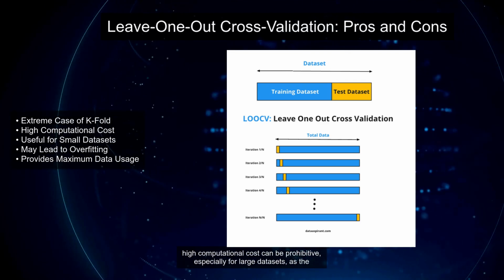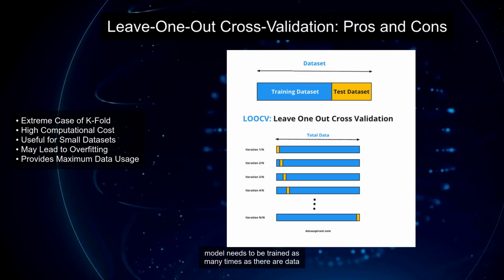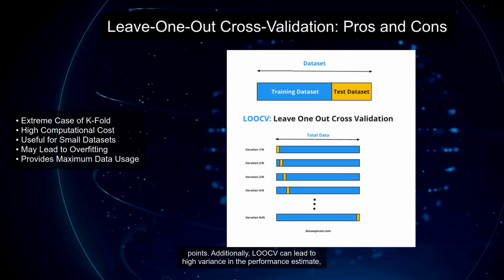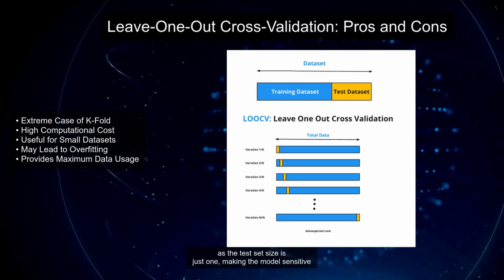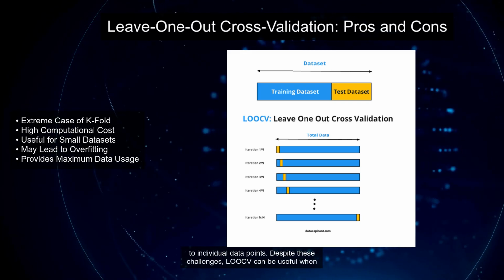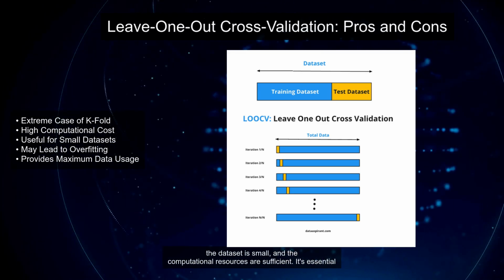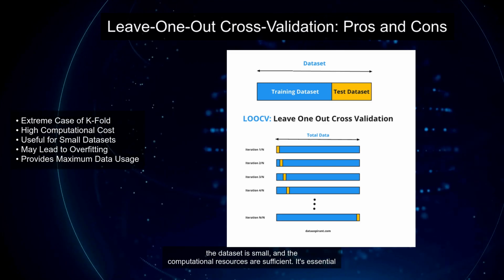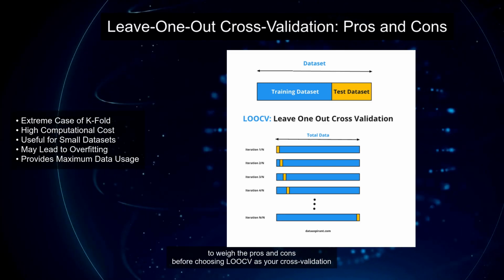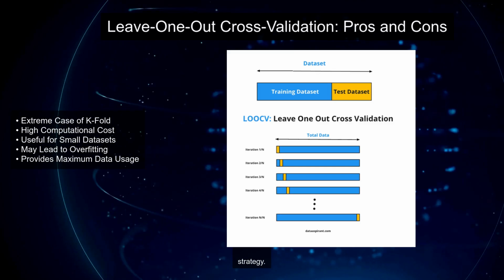However, this technique has significant drawbacks. Its high computational cost can be prohibitive, especially for large datasets, as the model needs to be trained as many times as there are data points. Additionally, LOOCV can lead to high variance in the performance estimate, as the test set size is just one, making the model sensitive to individual data points. Despite these challenges, LOOCV can be useful when the dataset is small, and the computational resources are sufficient. It's essential to weigh the pros and cons before choosing LOOCV as your cross-validation strategy.